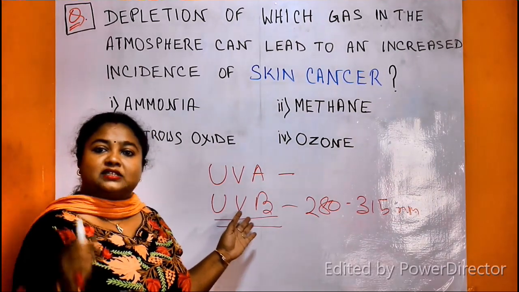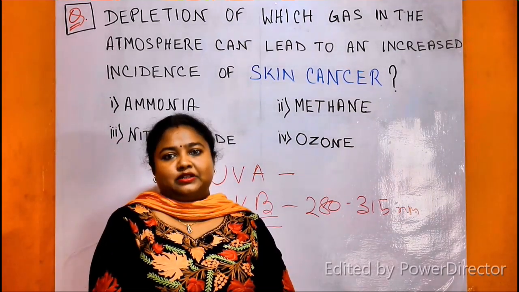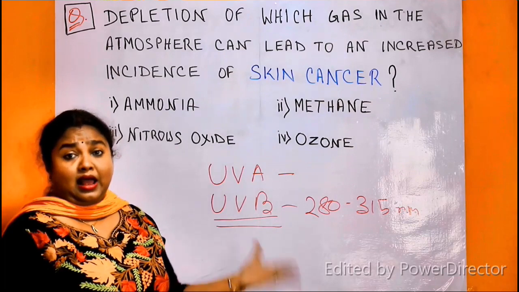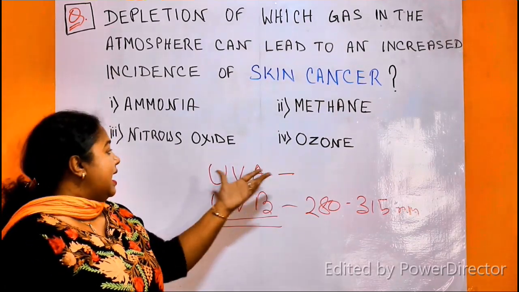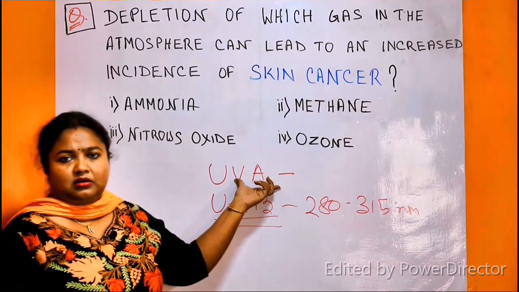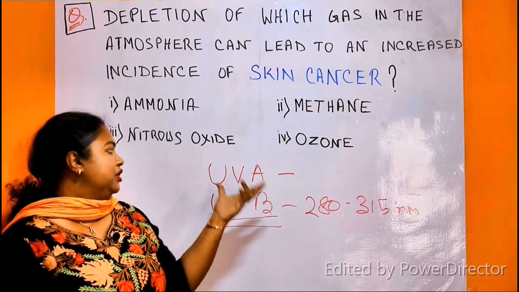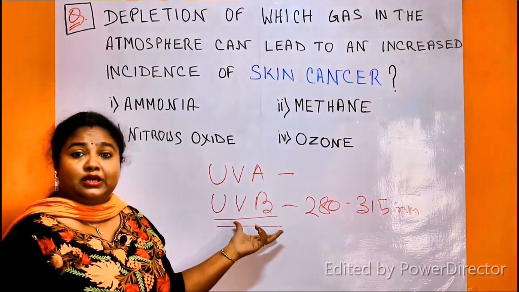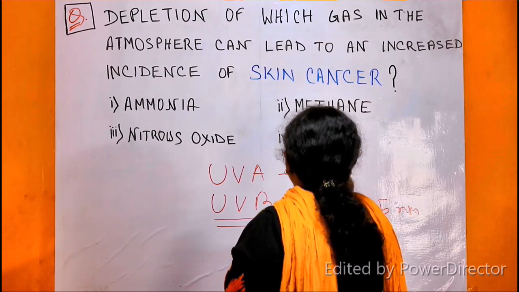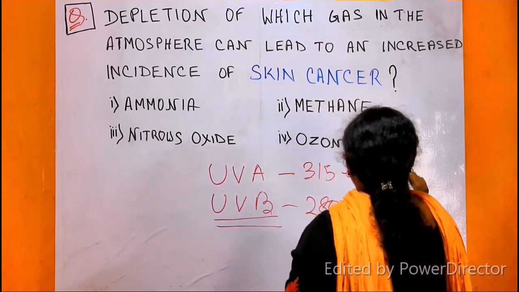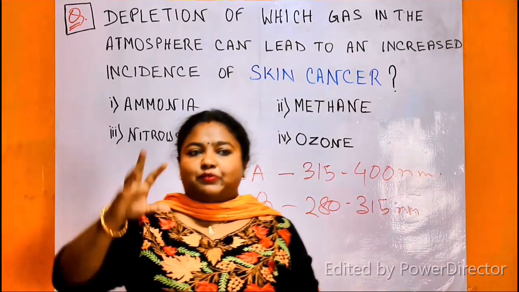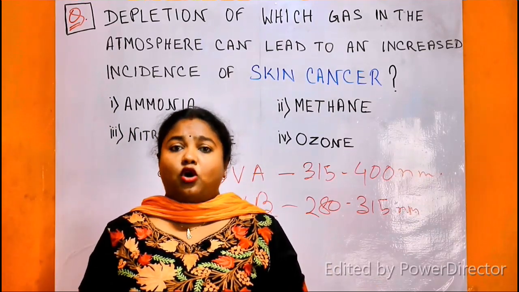Though UVB in small amounts is required for vitamin synthesis in our skin, UVB in high amounts can cause skin cancer. Along with that, ozone also protects us to some extent from UVA. This is less harmful than UVB, because it has a greater wavelength, 315 to 400 nanometer.